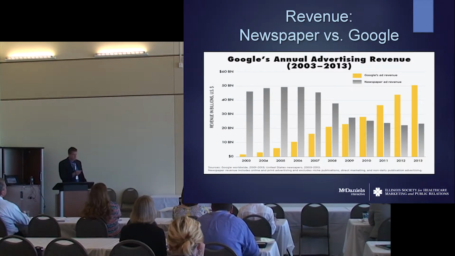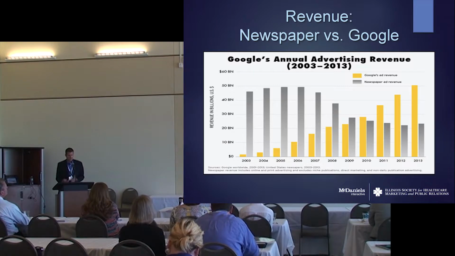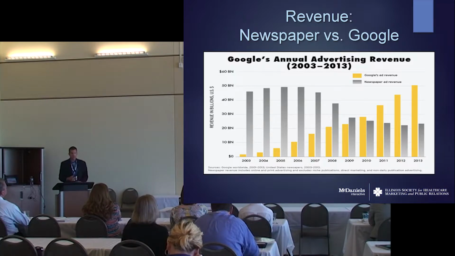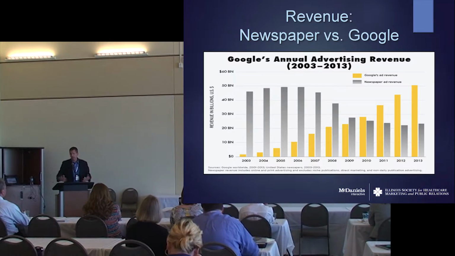So this next slide will show you that. Look at the complete inverse curve of Google's annual advertising revenue versus newspaper advertising revenue, and you know where it's going. So we've got to be careful of overly relying on our local newspapers and believing that running ads in the local papers is going to reach everyone.